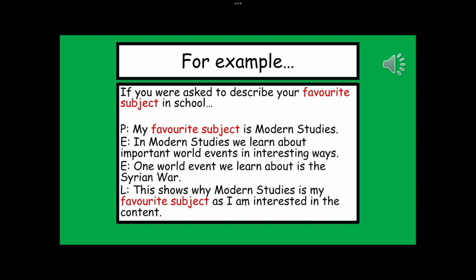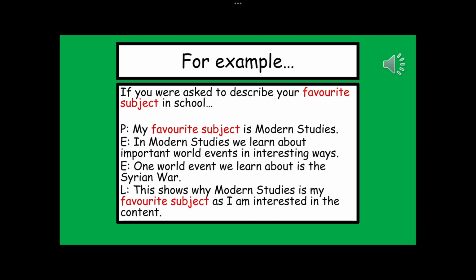Now, notice how we've used favourite subject in the question prompt and also in our point. Alright, so we're using that same language every time we approach this answer. We're using the language of the question. Going into the explain, we're expanding that a little bit, we're opening that up a little bit. So we're saying in Modern Studies we learn about important world events in interesting ways.